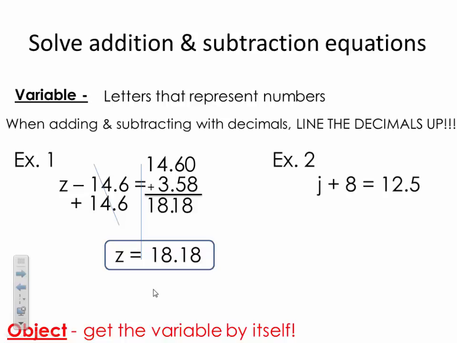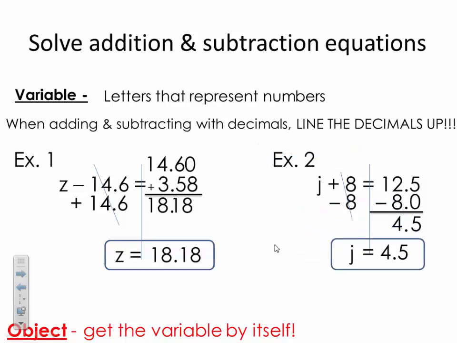Okay, let's try the second one. Why don't you stop the tape and try that one on your own? Okay, we split it in half. I see plus 8 here. I'm doing the inverse of that, which is to subtract 8. That gets rid of the 8's, leaving me with only j. Subtracted 8 over there, so I subtract 8 over here. Feel free to add a decimal and a 0 if you wish. And if you subtract these, 5 minus 5, 12 minus 8, you get 4.5. J equals 4.5.